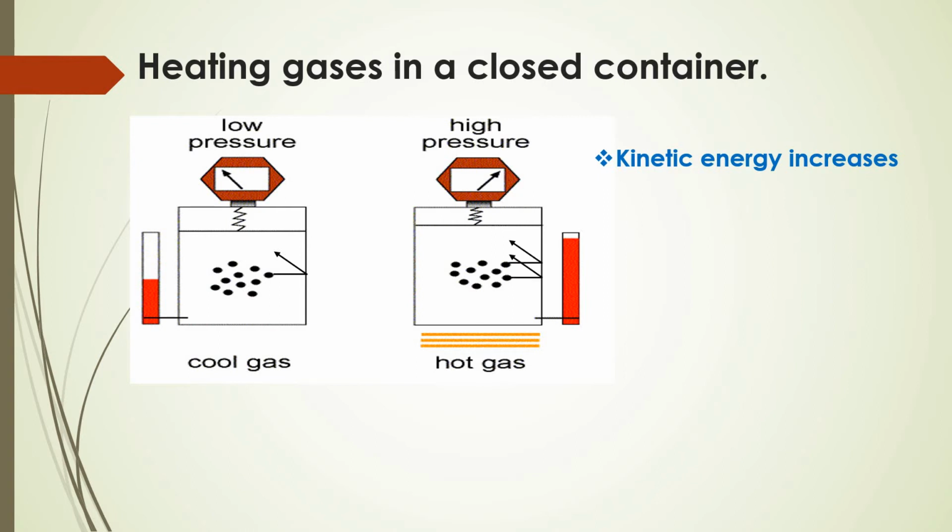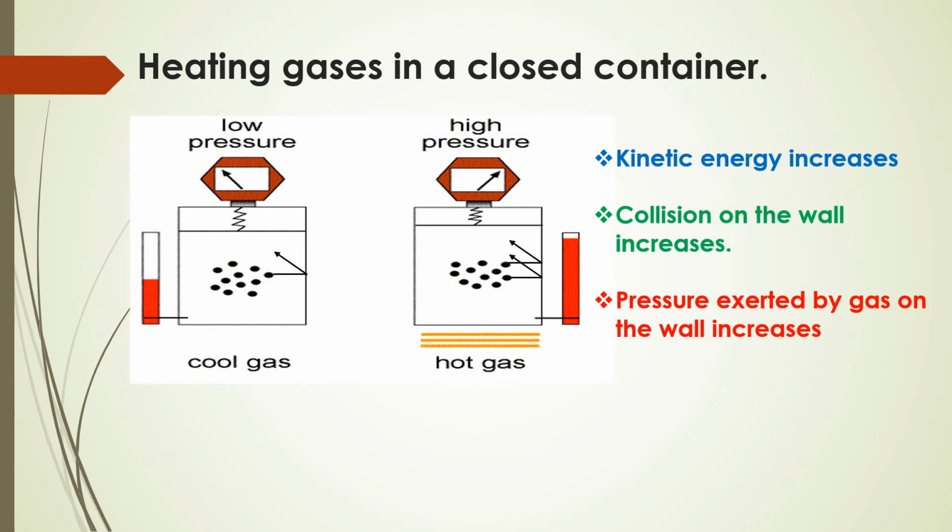Now with this increased kinetic energy, the particles of the gas start moving faster and strike the wall more compared to the gas which is cool. The collisions on the wall increase, as a result of which the pressure exerted by the gas on the wall also increases.